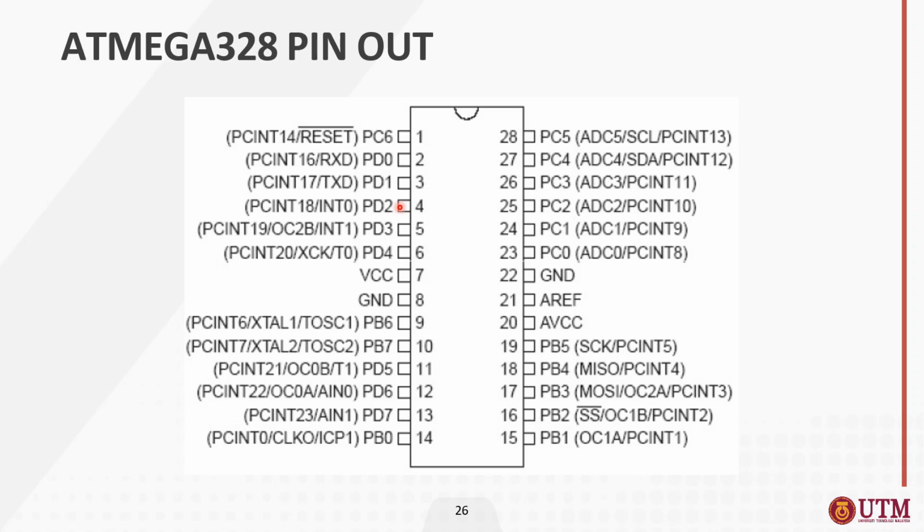Alright, so this is the example of the ATmega 328 pin out. Okay, so you have some port A. Where is port A? Okay, you don't have port A, you have port B. I'm just joking, you don't have port A. You have port B, you have port C, and you also have port D. You also have VCC, which is the voltage supply, ground, AREF, analog reference, and AVCC.